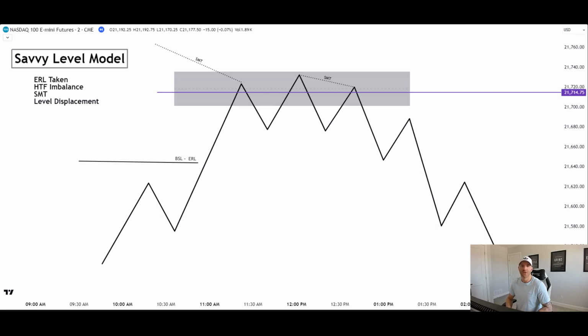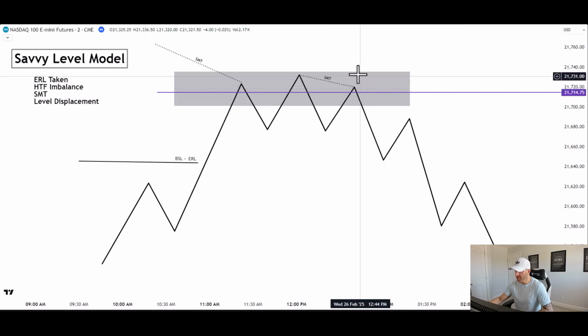So, I have two main entry models that I trade other than the simple buy and sell setups I have off my levels. I have the Savvy ICT level model, and this is the Savvy level model. So it's basically our key level and then a little bit of structure added onto that to give us this A plus entry model. So, I won't waste any time. Let's get into the model.